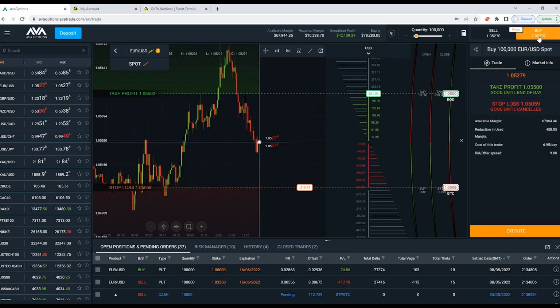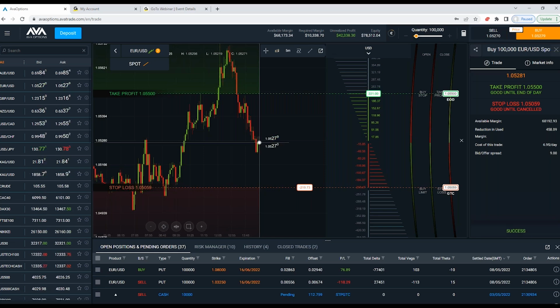I click buy, it tells me how much margin is available, how much margin is needed for this trade. Because of other positions, this will reduce my required margin. Cost of the trade, this is daily interest cost or carry or swap fees, whatever you want to call it. And it shows us the bid offer spread, which is $8 because it's a 0.8 pip bid ask spread. I click execute, it's done.